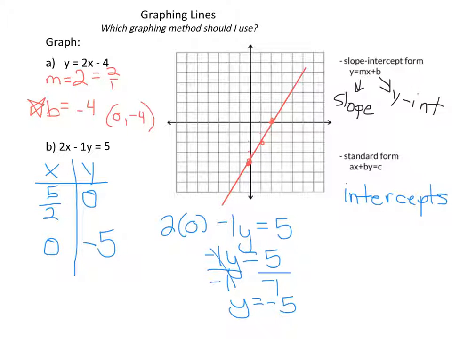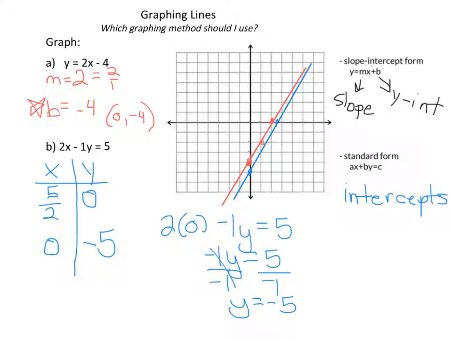5 over 2 and 0 means 2.5, about right here. And 0, negative 5 is on the y-axis, which is about right here. Now that I have those 2 points, I can use a straight edge or a line to connect them.